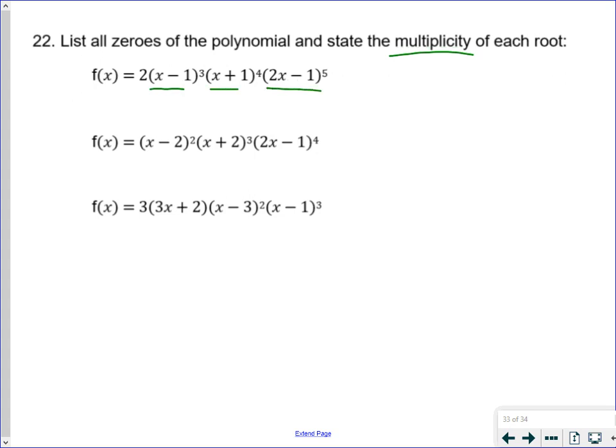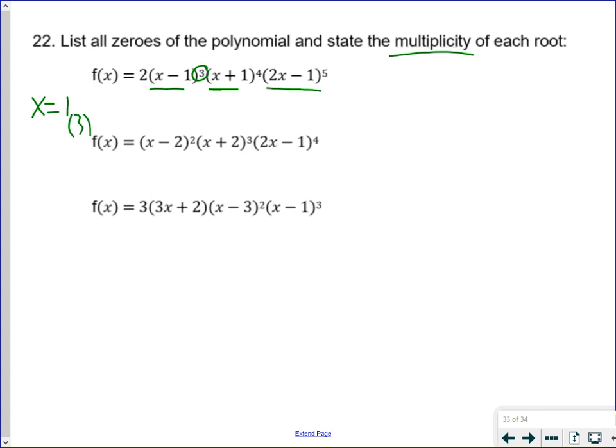So we have x minus 1. One of our zeros will be x equals 1. And we can see that it happens 3 times because x minus 1 is being raised to the 3rd power. So it's x minus 1 times x minus 1 times x minus 1. Or in other words, that x minus 1 happens 3 times. So we have a multiplicity of 3.